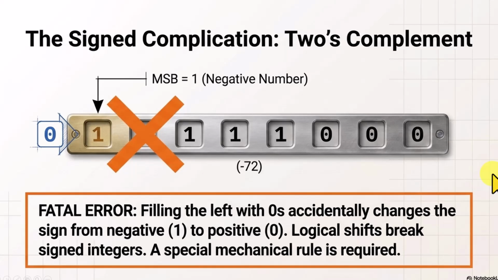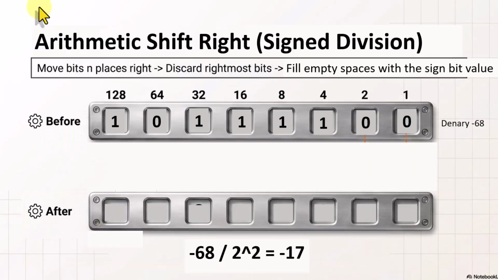Let's see what we can do for this. In arithmetic shift right, which is used for signed division, what we do is move bits n places to the right, discard the rightmost bits which fell out of the register, and fill empty spaces with the sign bit value, whatever was there. If it was 1, you will write 1 there. If it was 0, you will fill everything with 0.